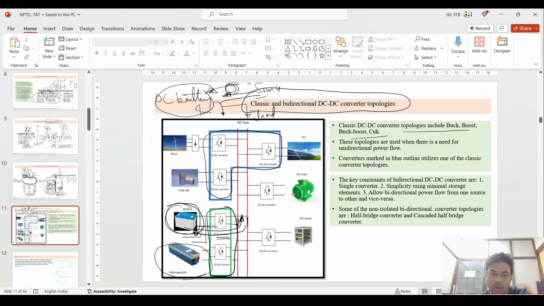Same with the ultra capacitor also. It is connected to the DC bus bar, and when there is a need for power, it should discharge, and when there is a surplus at the DC bus bar level, then it should charge.